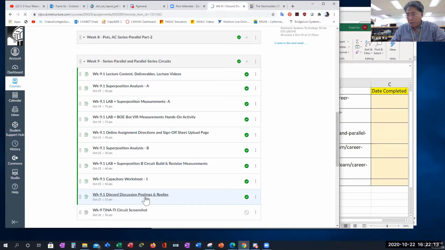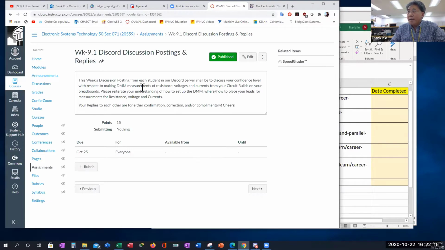It's not going to make or break the grade, but it's interesting in that it's asking you to put a post, and on your post, discuss what you feel your confidence level is with respect to making digital multimeter measurements, good old digital multimeter measurements of resistance and voltages and currents on your breadboards, okay? How confident do you feel? And you want to reiterate your understanding of where the leads go.